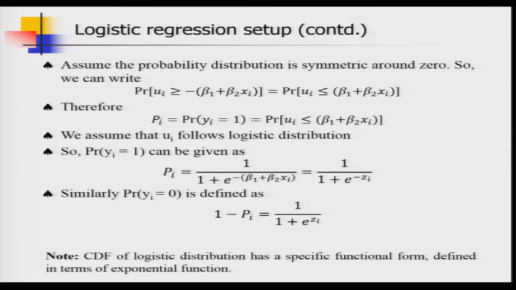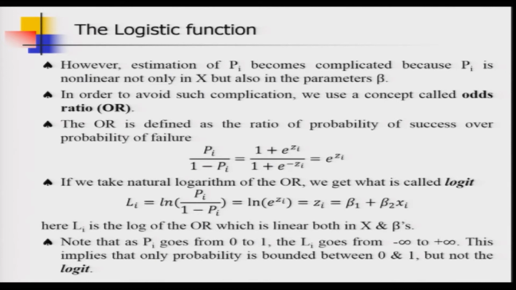Okay. So, now with this let me move on to the estimation, which we are going to talk about in this particular slide. We will start talking about the estimation, but first let me introduce the odds ratio in this context. Note that the estimation of pi becomes very complicated because pi is nonlinear not only in the explanatory variable, but also in the parameters beta. So, we have to somehow find a solution to this highly nonlinear model, and that is where we are going to make use of this odds ratio concept that we have studied in the first part of the course.